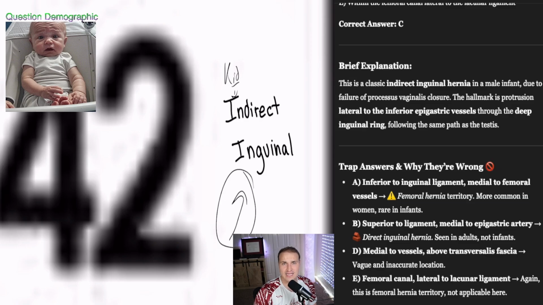And the anatomy is the indirect inguinal hernia. It will pass through the deep inguinal ring into that canal and the superficial ring, so it can even reach the scrotum, and it's lateral to the inferior epigastric. Remember, MDs lie: medial direct, lateral indirect. Lateral to the inferior epigastric, and it's superior to the inguinal ligament.